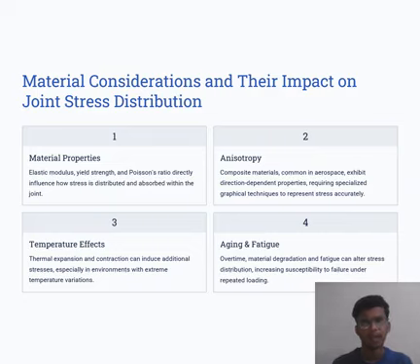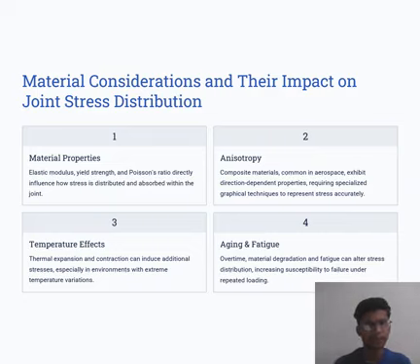Material considerations and their impact on joint stress distribution. First, material properties: elastic modulus, yield strength, and Poisson's ratio directly influence how stress is distributed and absorbed within the joints. Second, anisotropy: composite materials common in aerospace exhibit directional dependent properties, requiring specialized graphical techniques to present the stress accurately.